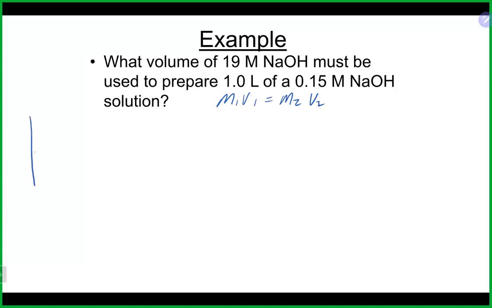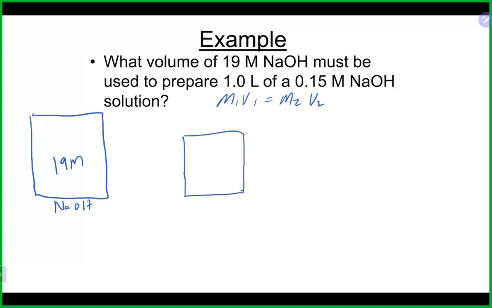So what is essentially happening here is you have a bottle sitting there of 19 molar sodium hydroxide, and you want to make a new container that has a volume of 1 liter, or we'll call it 1,000 milliliters, which is the same thing, and it has a molarity of 0.15 molar. So this is really the situation of what you're trying to do here. And you could call either one of these ones or twos, but most people take the more concentrated one as the one, so that would be M1. This would be M2 and V2.